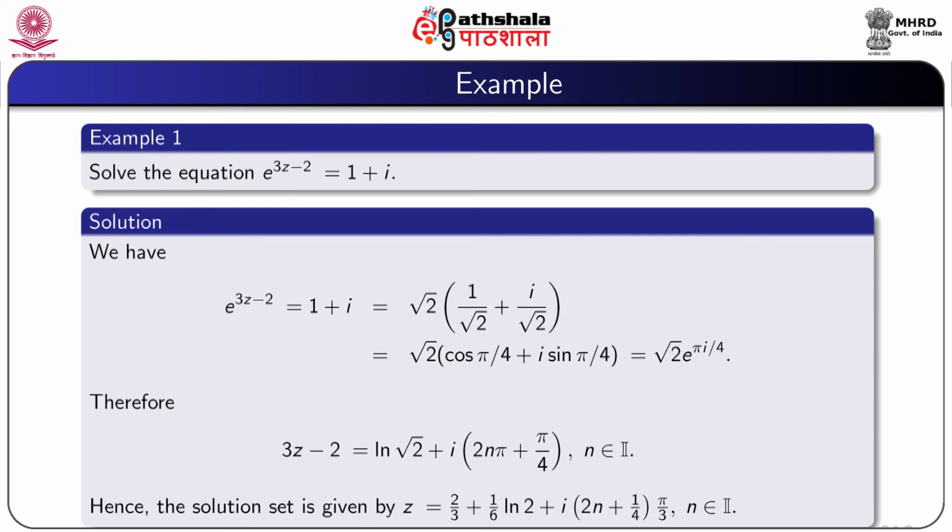Therefore, taking logarithm, we obtain 3z minus 2 equal to log root 2 plus i into (2nπ + π/4), where n is any integer. Therefore, the solution set is given by z equal to 2/3 plus 1/6 log 2 plus i (2n + 1/4) into π/3, where n belongs to I and I is the set of all integers.